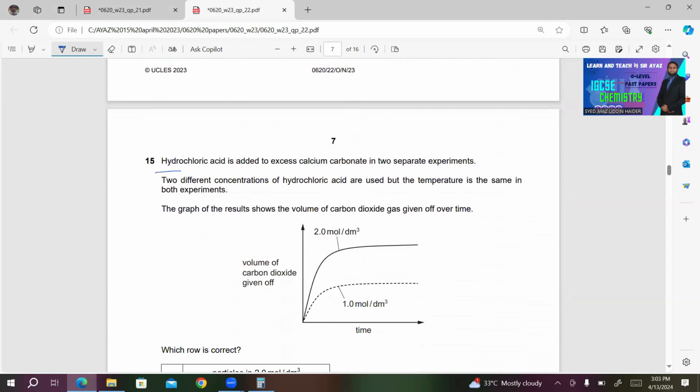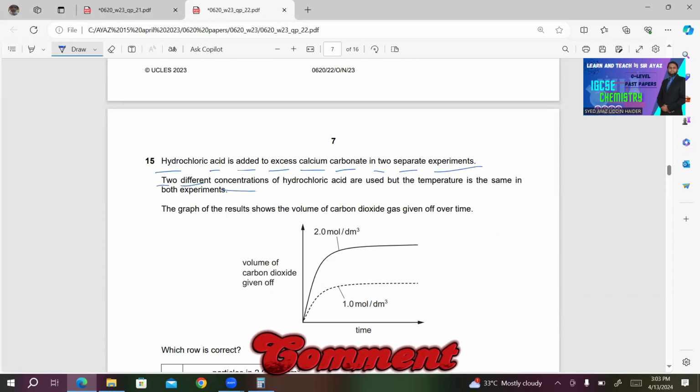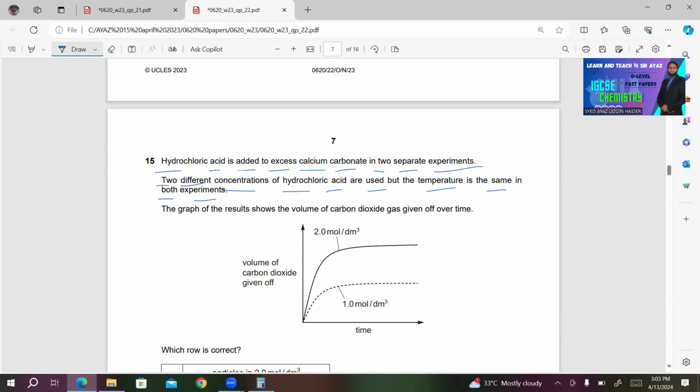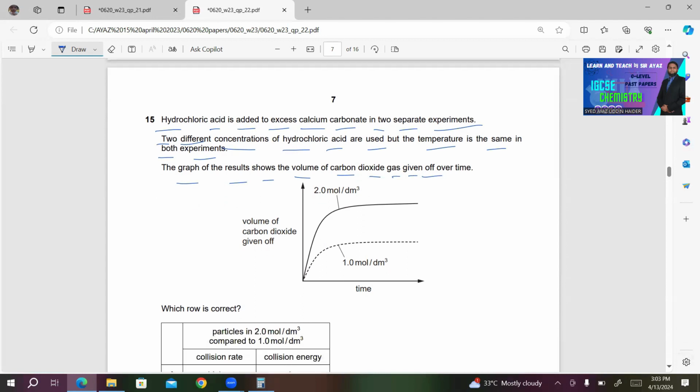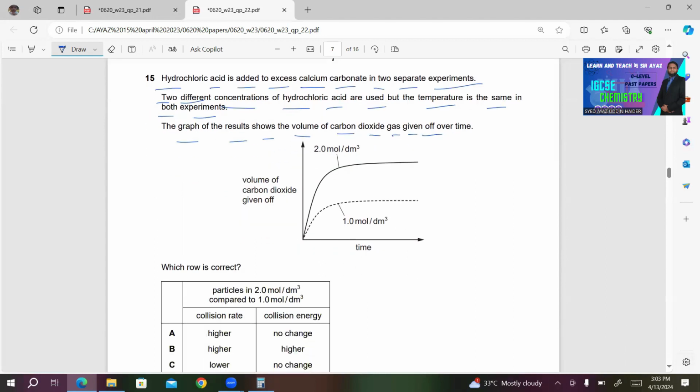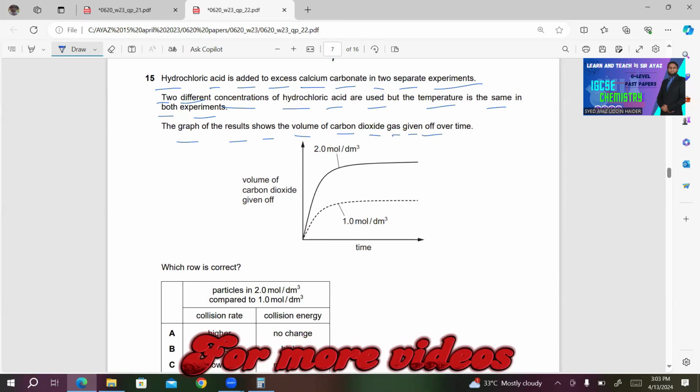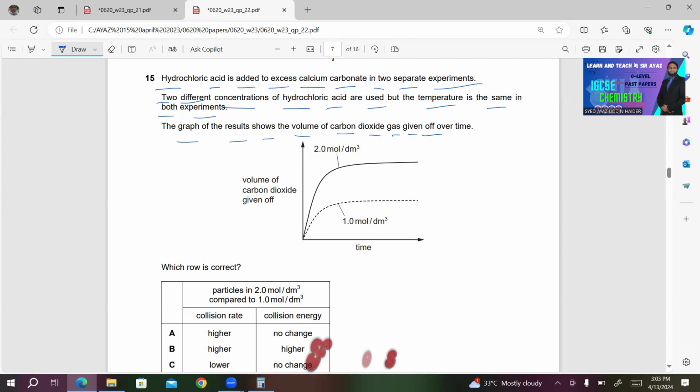Number 15. Hydrochloric acid is added to excess calcium carbonate in 2 separate experiments. 2 different concentrations of hydrochloric acid are used, but the temperature is the same in both experiments. The graph of the results shows the volume of carbon dioxide gas given off. Which row is correct? Now, particles in 2 mole per dm cube compared to 1 mole per dm cube. What do you expect? The collision will be higher or lower? It must be higher.